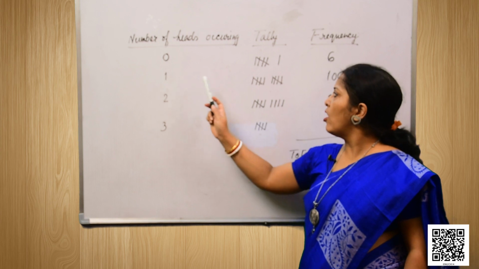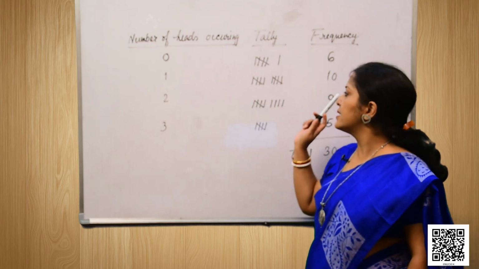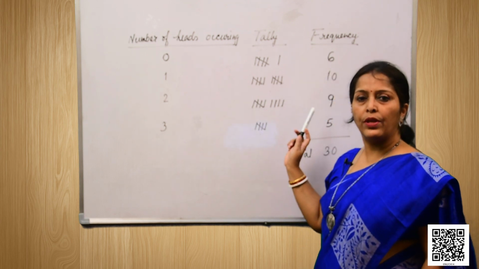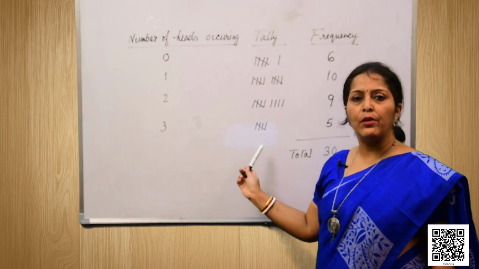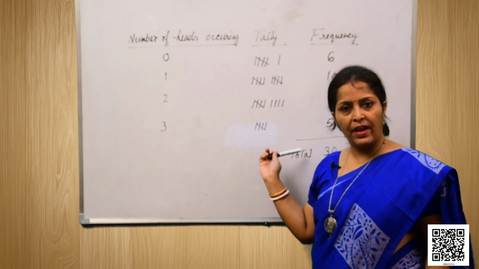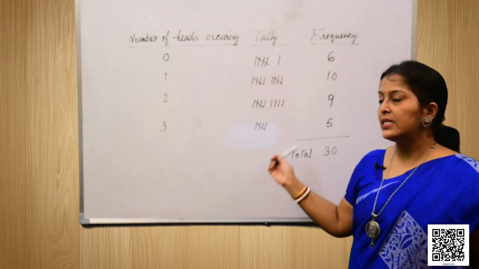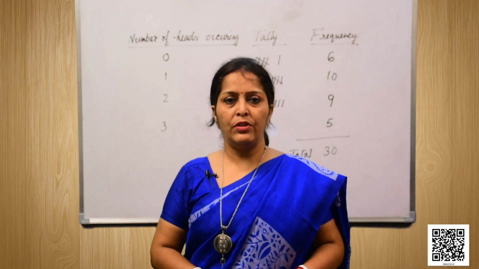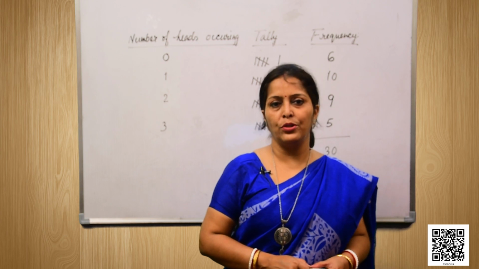Then 1 is occurring in a similar way 10 times. So the frequency is 10. 2 is occurring 9 times. So the frequency will be 9. And 3 is occurring 5 times. So the frequency is 5. And then the total is 30. So this is the frequency distribution table of the data given to us in question number 6. I hope it is clear to you all.